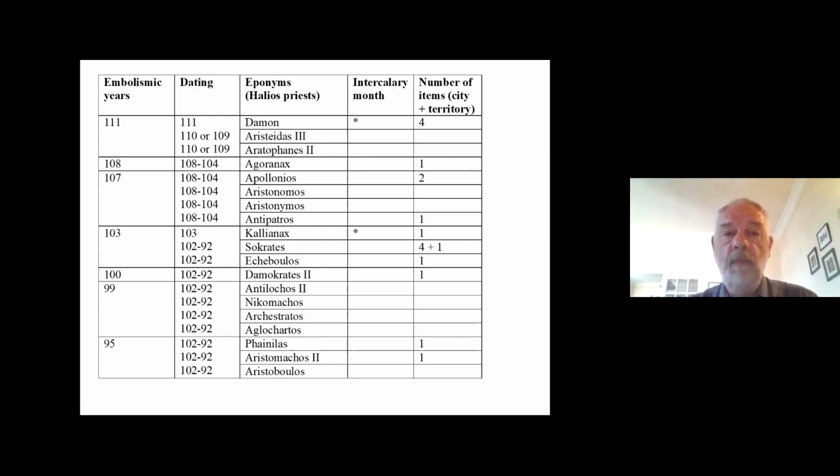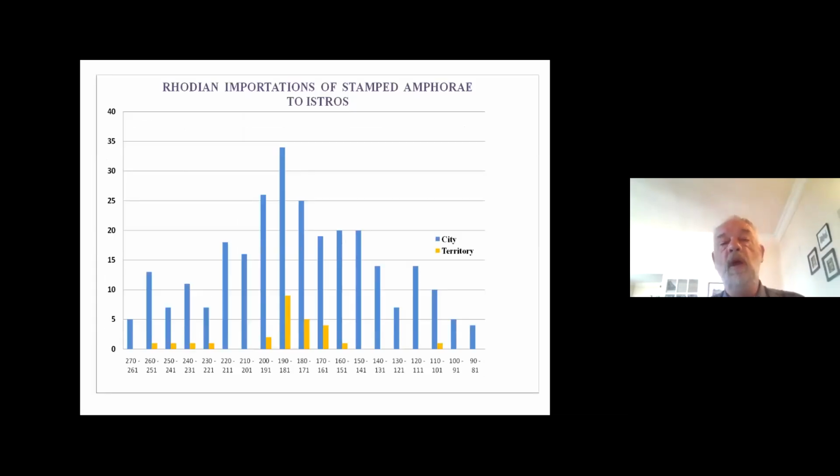This being the data, you would have this distribution of the Rhodian amphora stamps in Istros. I divided by decades, being able to date a rather good chronology of the eponyms, and as you see, you have a peak at the beginning of the second century. The apogee is in the period 190-181, so at the very beginning of the second century. And very high ratios are also attested until about 140.